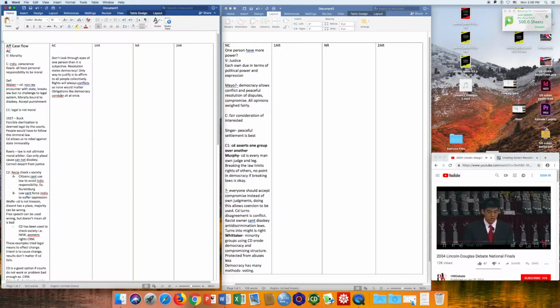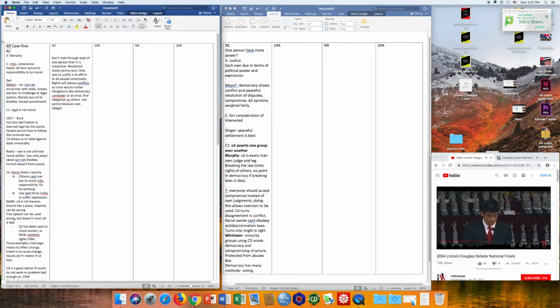At that point, you can't look towards this absolute value of morality with the criterion of individual conscience, because everyone has their own conception of morality. That's why you look towards the value of justice, to make sure that everyone has their due in expressing their own moral beliefs and their own individual conscience. And you look towards the criterion of fair consideration of interest, because that criterion prioritizes your moral obligations to other people over your moral obligations to follow your own conscience.